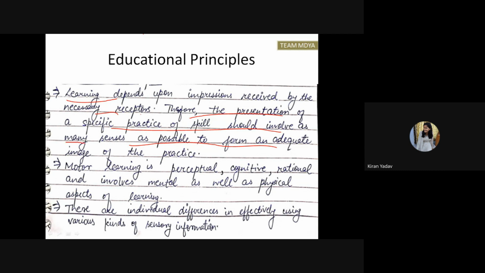So this is given: a specific practice of skill should involve as many senses as possible to form an adequate image of the practice. So if more and more senses are involved, then it forms an image of what you have to do.